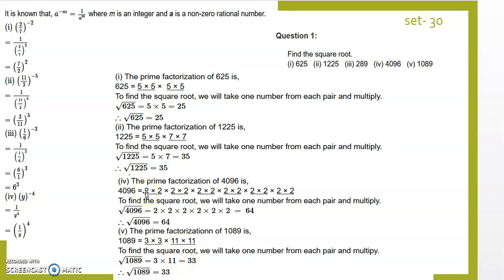In a similar way for this, from this one pair will come out, from this one pair will come out, and it goes on like this. Read carefully what is written on the slide: to find the square root, we will take one number from each pair and multiply. I have given this answer, you can copy it from the slide. Only the third one I have not done, that you can do on your own.